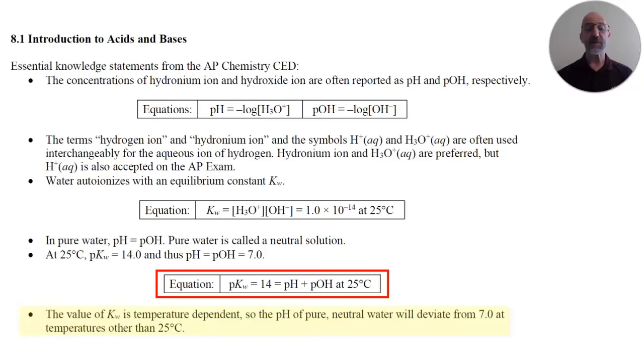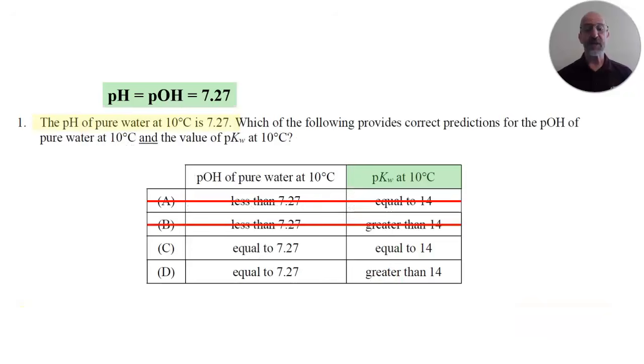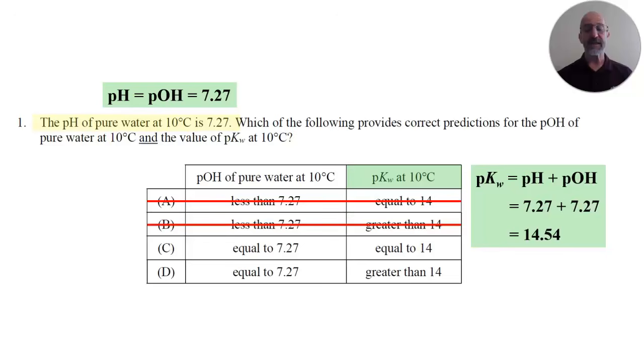So while the value of pKW is equal to 14 when the temperature is 25 degrees Celsius, if the temperature changes from 25 degrees Celsius to a different temperature, then the value of Kw and pKW will change. So we know that the value of pKW at 10 degrees will be some number other than 14. In fact, it will be the sum of pH plus pOH, so 7.27 plus 7.27 is 14.54.